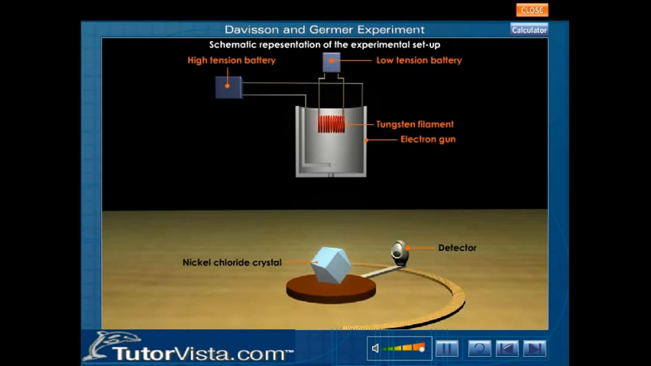The red hot filament produced an electron beam. A high tension battery was provided to accelerate the electron beam. The detector, or the electron collector, moved on a graduated circular scale. A sensitive galvanometer was also connected to the detector. How did they perform the experiment?